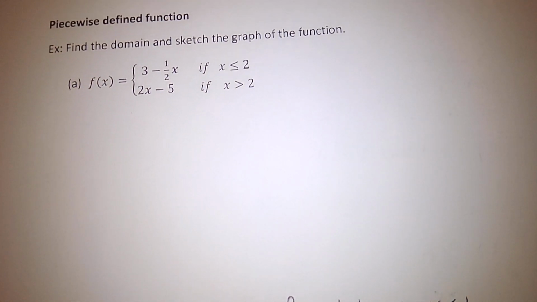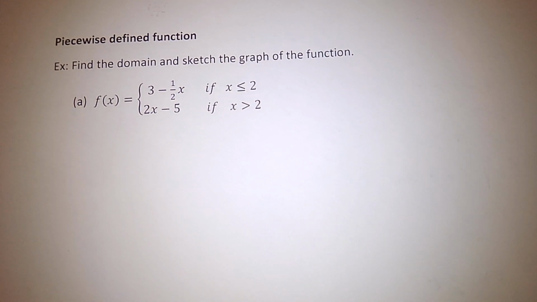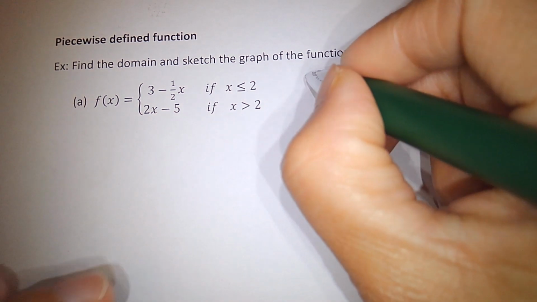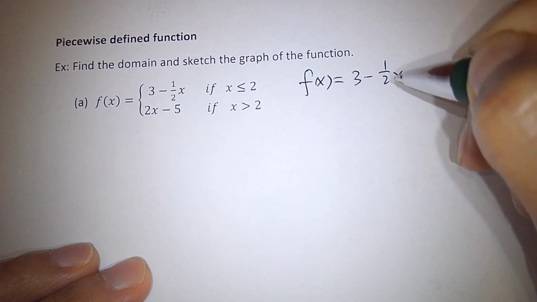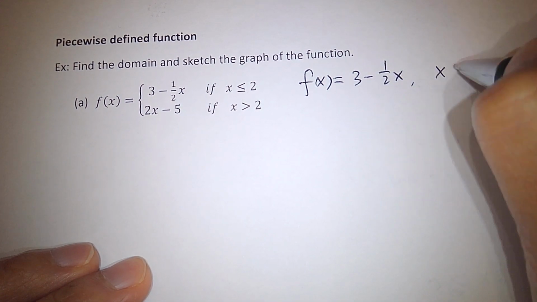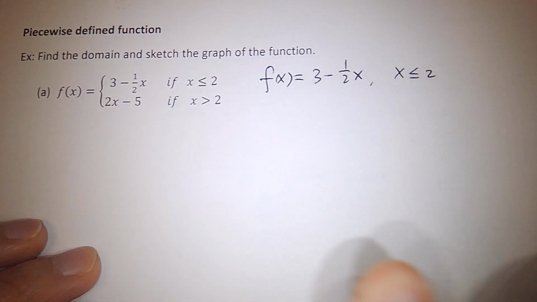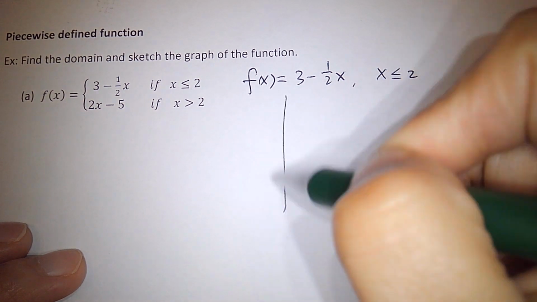Yeah, first question. How to sketch the graph of this function? As we have already discussed, we have to do it piece by piece, right? So what is the first piece, guys? 3 minus 1/2 x, if x is less than or equals 2. So, how to graph it?